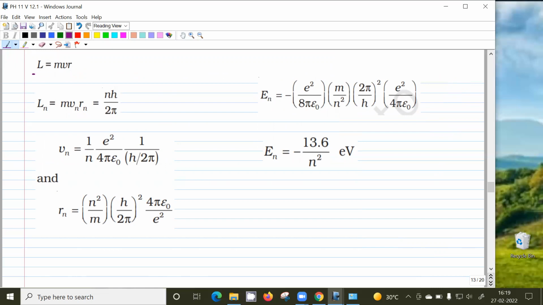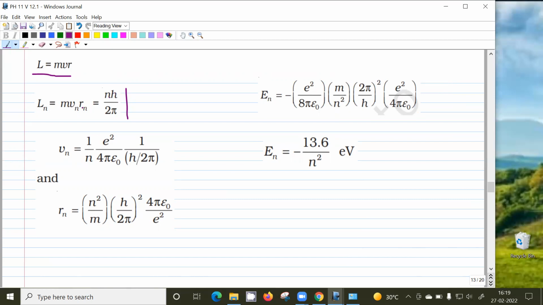Angular momentum in the circular path is mvr because it's r cross p and p is m into v, and that should be equal to n into h by 2 pi. This is by Bohr's second postulate. From this we get the value of r, and this n will take certain discrete numbers like 1, 2, 3. So this r is corresponding to this particular value of n.